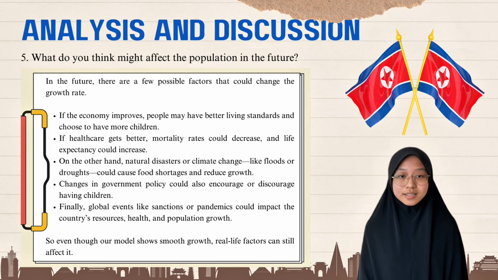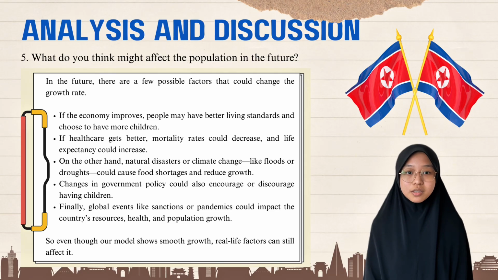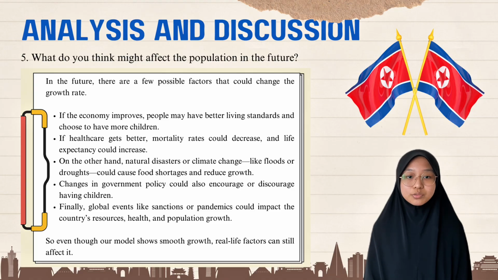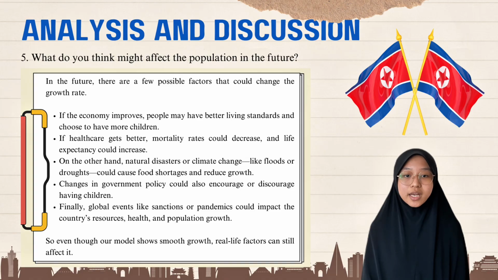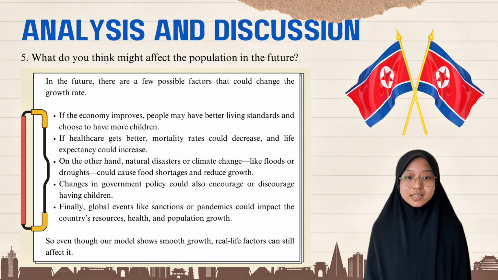In the future, there are a few possible factors that could change the growth rate. If the economy improves, people may have better living standards and choose to have more children. If healthcare gets better, mortality rates could decrease, and life expectancy could increase. On the other hand, natural disasters or climate change like floods or droughts could cause food shortages and reduce growth. Changes in government policy could also encourage or discourage having children. Finally, global events like sanctions or pandemics could impact the country's resources, health, and population growth.